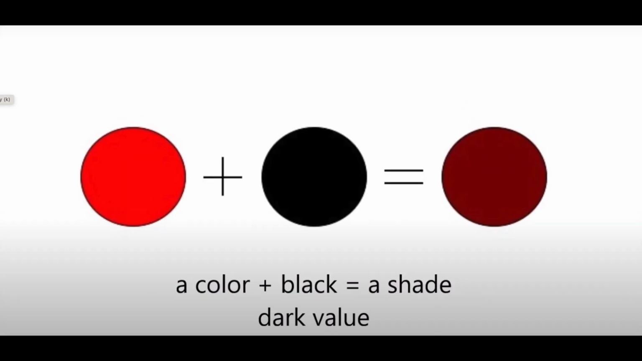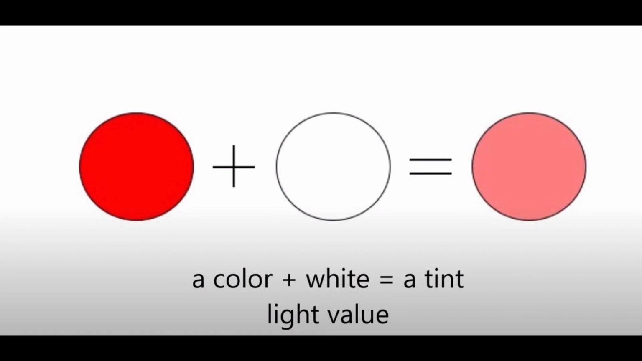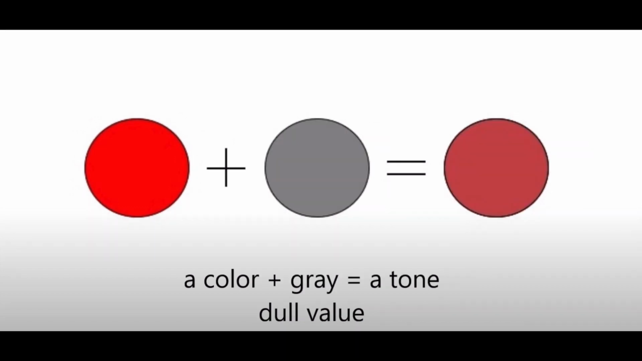In order to create a shade of a color, such as red, for example, you want to add black or a darker color to that color to create a shade of that color. In order to create a tint of a color, for example red, you want to add white to that color or a lighter shade of color to create a tint of that color. And in order to create a tone of a color, for example red, you need to add gray to that color or a dull color in order to create a tone of that color.